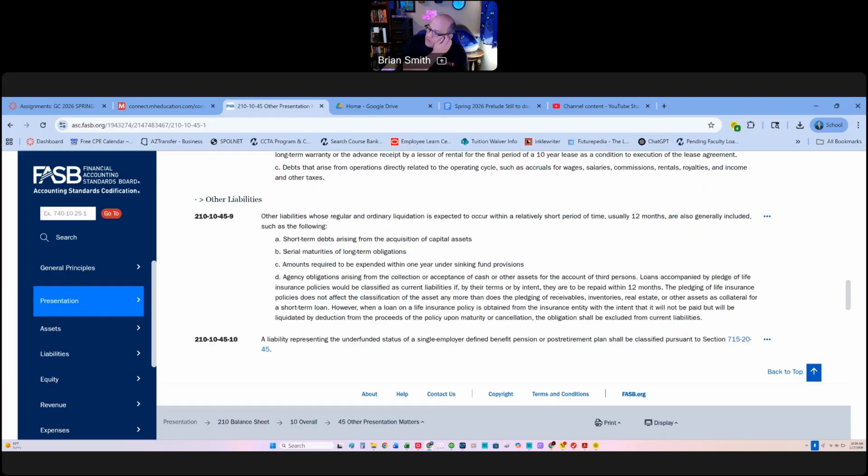Basically, serial maturities are things. It means that you're maturing every month. Serial maturities. Serial meaning every certain period of time. I hate to use this example, I can't think of anything coming to my mind. Think of a serial killer as someone that kills frequently, right? So that's what it's talking about. You're basically going to be paying this off. You have these long-term obligations, but you're paying them within that 12-month period. That's what this is talking about.